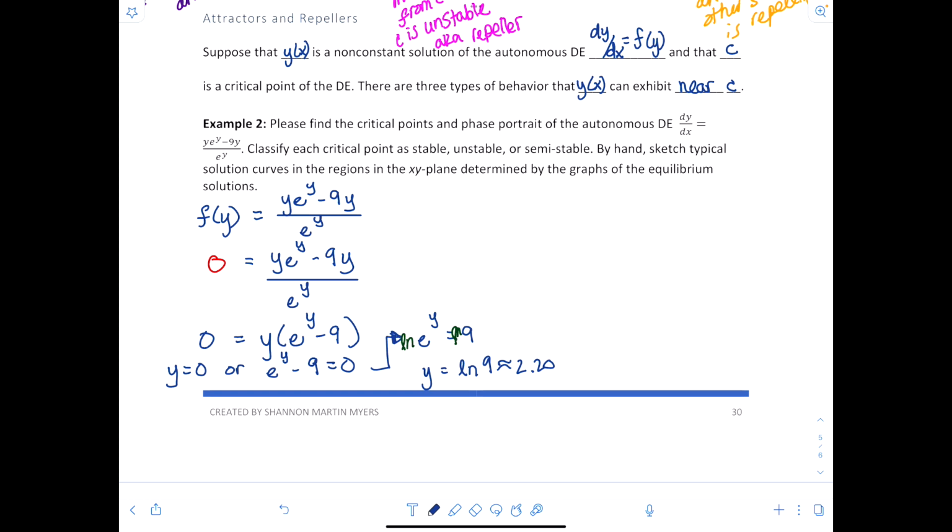So here we go. We've got these two different solutions. So let's make our phase portrait. The phase portrait they're talking about consists of an interval, we need the sign of f of y, we need to describe if it's increasing or decreasing, and then we need to know which way the arrow points.